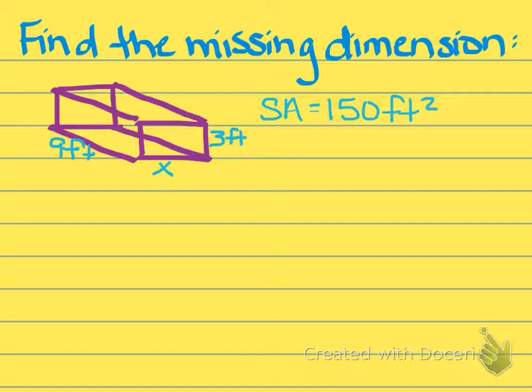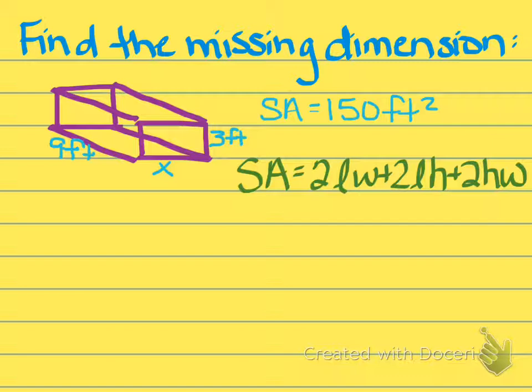Okay, so let's set this up. First of all, we're really lucky with this type of example because we actually have a formula. And remember that formula is surface area equals 2 times length times width plus 2 times length times height plus 2 times height times width. And again, it doesn't matter which way you go as long as you're not duplicating. You notice I've got LW, LH, and HW. None of those are duplicating, so I'm good. Definitely double check that.